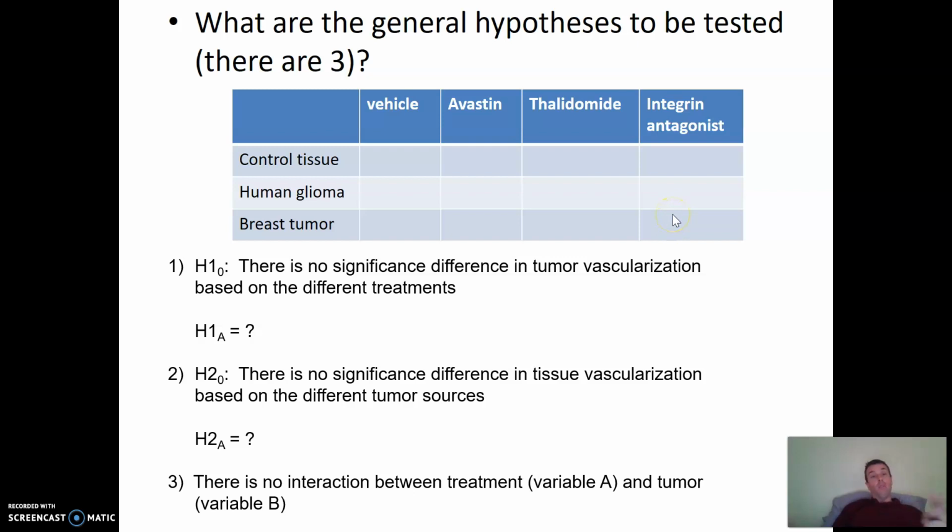So again, we always have three null hypotheses that we're testing in a two-way ANOVA. We're saying there's no significant difference in variable A, that's one null hypothesis. No significant difference in variable B, second null hypothesis. No interaction, third hypothesis. Right?